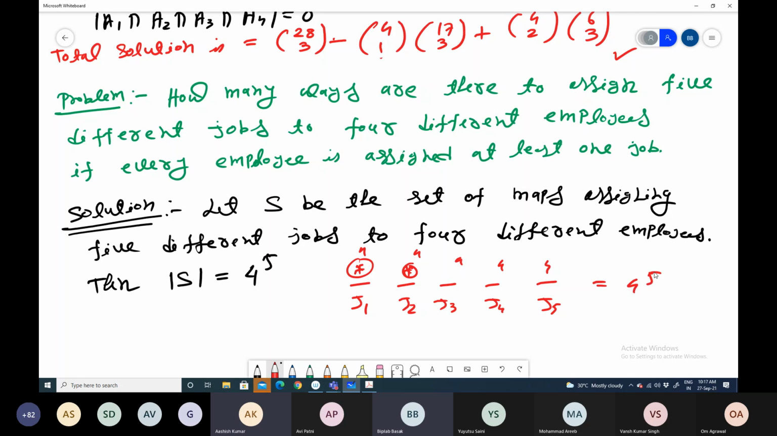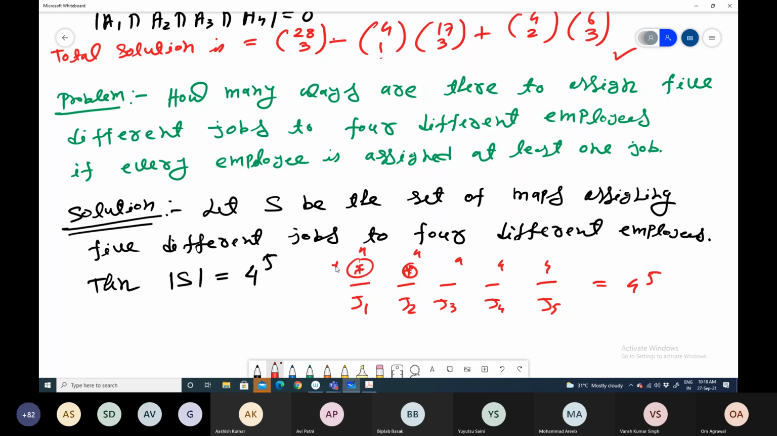Sir, but is it possible now? Like for job 1 we have 4 choices, so let's say the choice is employee 1, and then job 2 we have 4 choices, which include employee 1 as well. Yes, see, one person can get 2 different jobs. That is fine. But one job cannot be given to 2 persons. For example, we are writing J1, J2. Here you have to choose only one person out of 4. So you cannot choose 2 persons together.